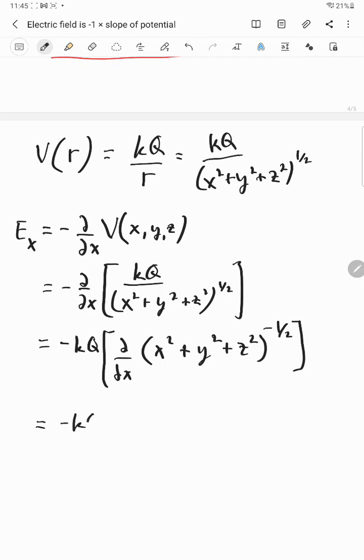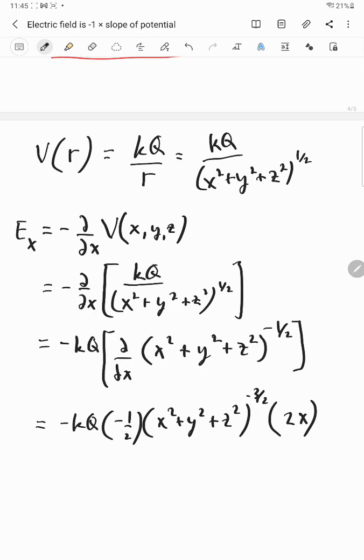So then I've got minus kq. If I take the derivative, I get minus 1/2 times the stuff inside the parentheses raised to the negative 3/2. So I get a factor of minus 1/2, and this stuff raised to the negative 3/2 instead. And then I have to multiply by the derivative with respect to x of the inside of the parentheses. This is the chain rule. So that gives a 2x.